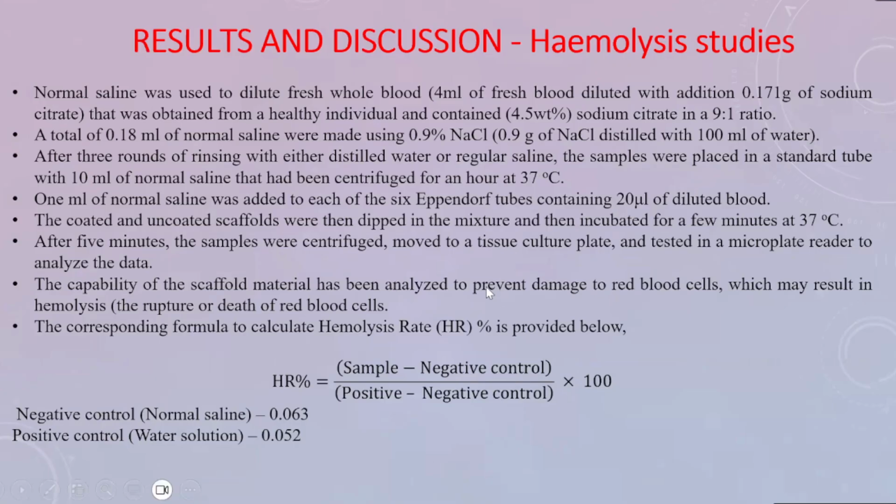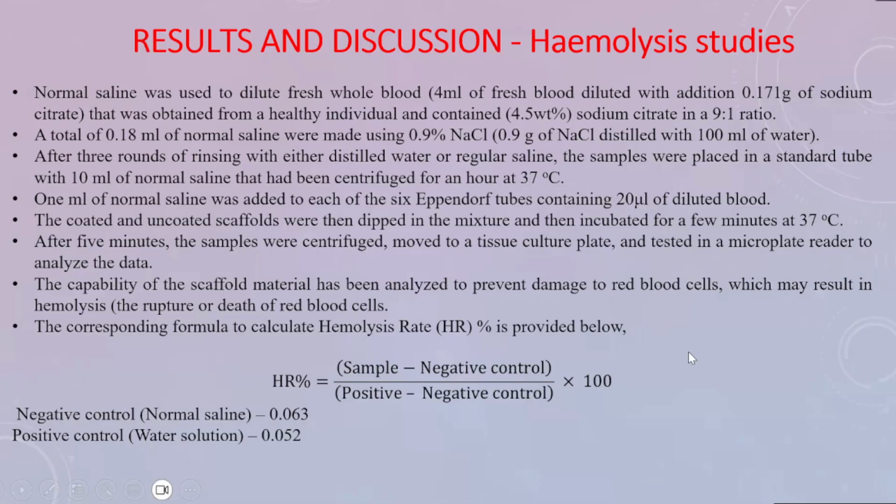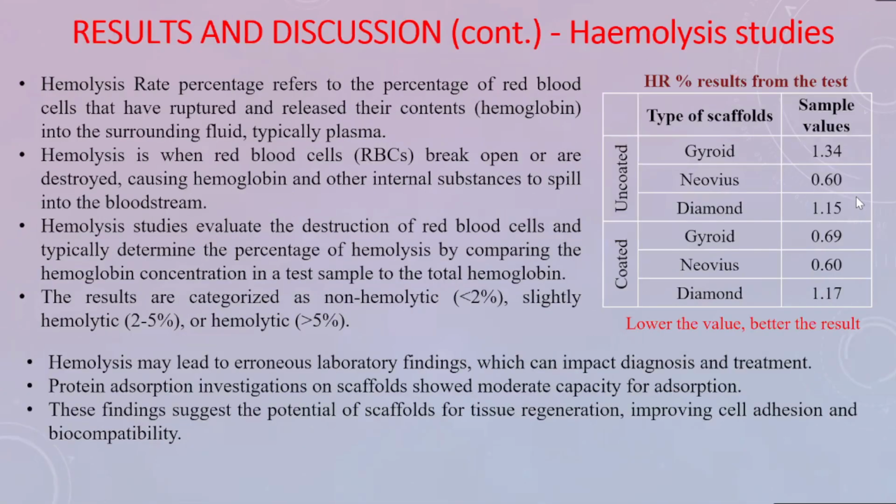So this is how we calculated the hemolysis ratio. Here we have a negative value and a positive value, and the values calculated from the sample are used to calculate the hemolysis ratio, the hemolysis rate percentage. Here we found that the structure called neovius has a lower value, which is better. So neovius is much better, and for protein absorption neovius is also better. That was the result from this hemolysis study.